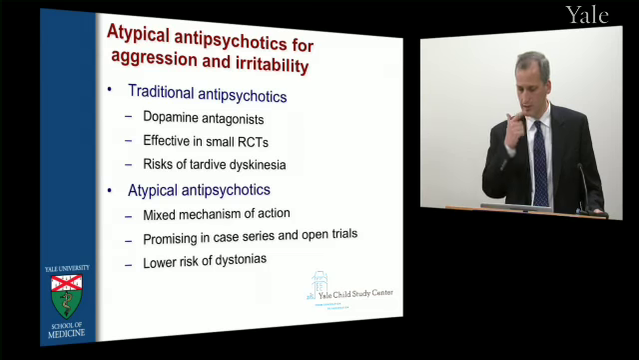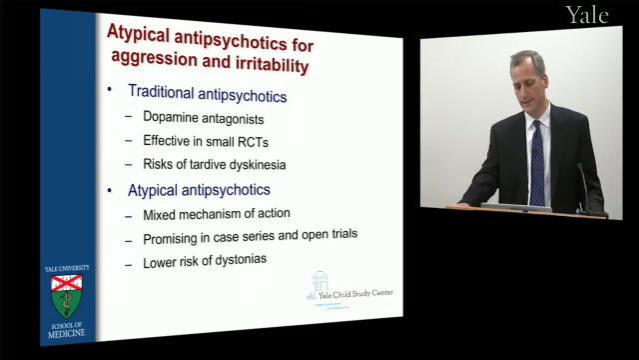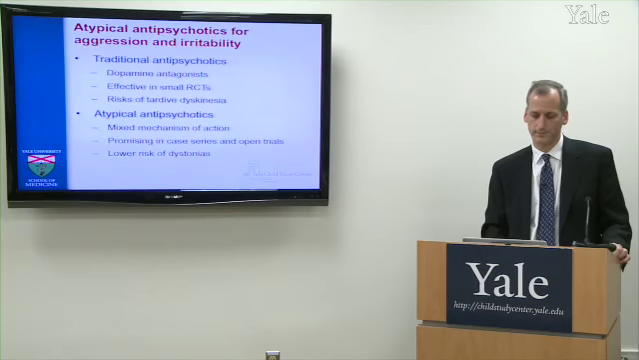Atypical antipsychotics also work on the dopamine system, but they have other effects. They also work on the serotonin system. And importantly, they have a much lower risk of these tardive dystonias and dyskinesias, and they seem to be quite promising in small samples and small case series of children with autism.